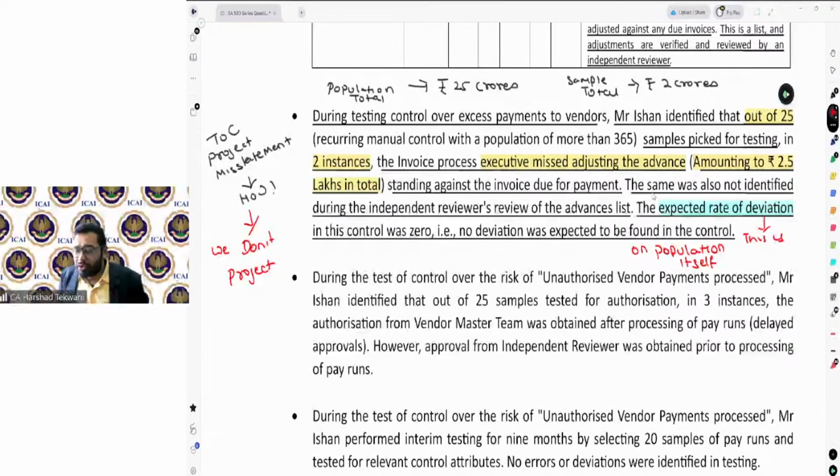Hence, there is no requirement to project the misstatement, because I'm comparing the misstatement identified with the misstatement rate which was set on the population. So if I say 5% is the expected rate of deviation, the 5% is set on the total population itself. Hence, there is no need to project the misstatement in test of controls. The moment you project, you are wrong. It's not a monetary amount.